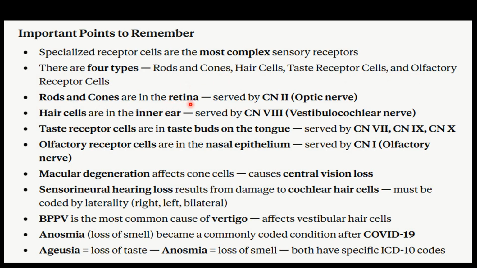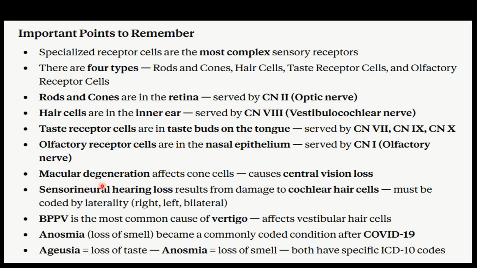Rods and cones are in the retina, served by CN2, that is the optic nerve. Hair cells are in the inner ear, served by CN8, the vestibulocochlear nerve. Then we have taste receptor cells in the taste buds on the tongue, served by CN7, CN9 and CN10. Then olfactory receptor cells are in the nasal epithelium, served by CN1, the olfactory nerve. So usually if someone asks you this type of question in interviews, you can refer to it from here, practice it, and at the time of the interview you can share your knowledge.